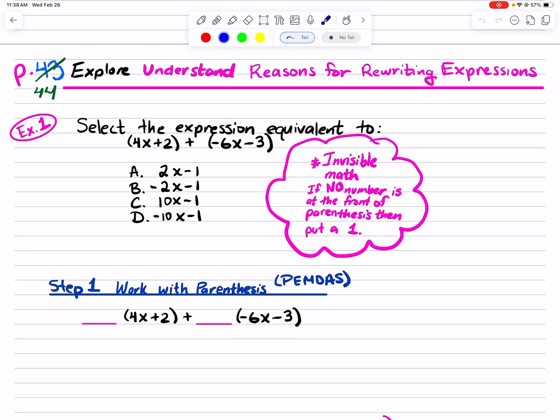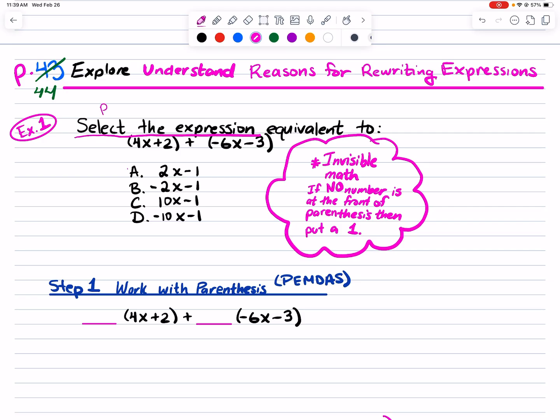We're going to make a couple of decisions, and we'll start with this SBA problem. In this SBA problem, we're going to use all the skills that we've learned, and we're going to apply it to a test setting here. So select the expression equivalent to 4x plus 2 plus negative 6x minus 3. So I see here first an A, B, C, D, of course.